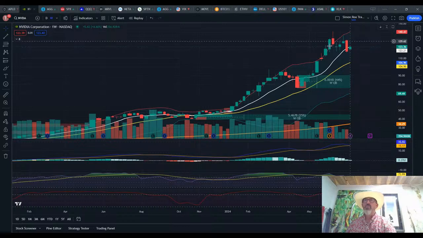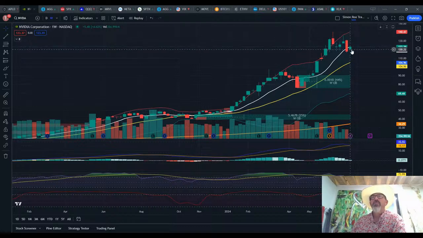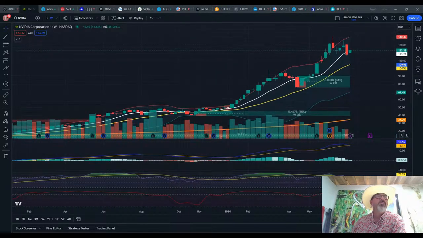On a weekly chart, I want to see a close above the 9. It gives me confirmation that we could be going higher in the near future. But if we see a close below the 9, I'd be very cautious at this point from a weekly standpoint. All right, let's go check out Meta.